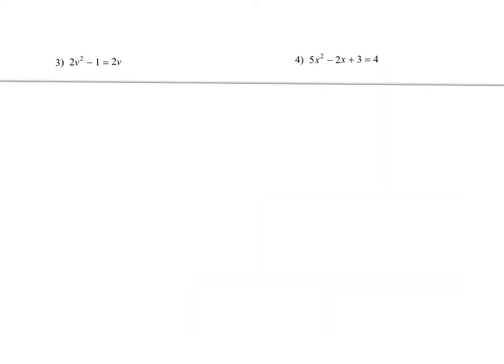All right, once again here, number 4, I'm going to get one side to 0. So we got 5x squared minus 2x minus 1 equals 0. Now we'll try to factor with two numbers multiplying to negative 5 and adding to negative 2. But no numbers work. And so that means I need to switch over to quadratic formula.